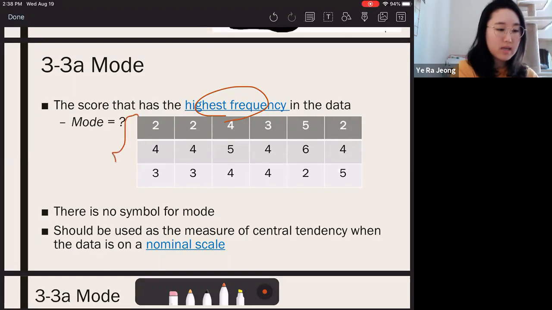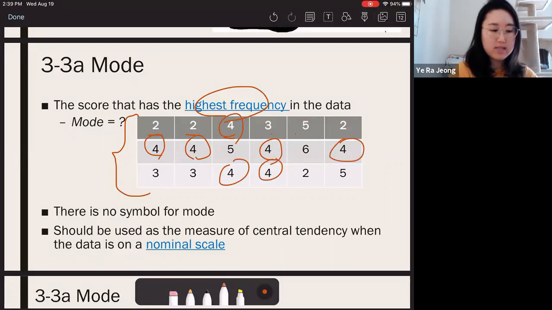So let's say this is a set of raw data that you collected. So this person got 2, another person got 2, this person got 4, and so on. And then you look for a particular score that is most frequently occurring. Most people had this score. And judging by this data, it looks like it's either 2 or 4. It looks like it's 4 because we have 1, 2, 3, 4, 5, 6, 7 fours. Okay, so 4 would be our mode.